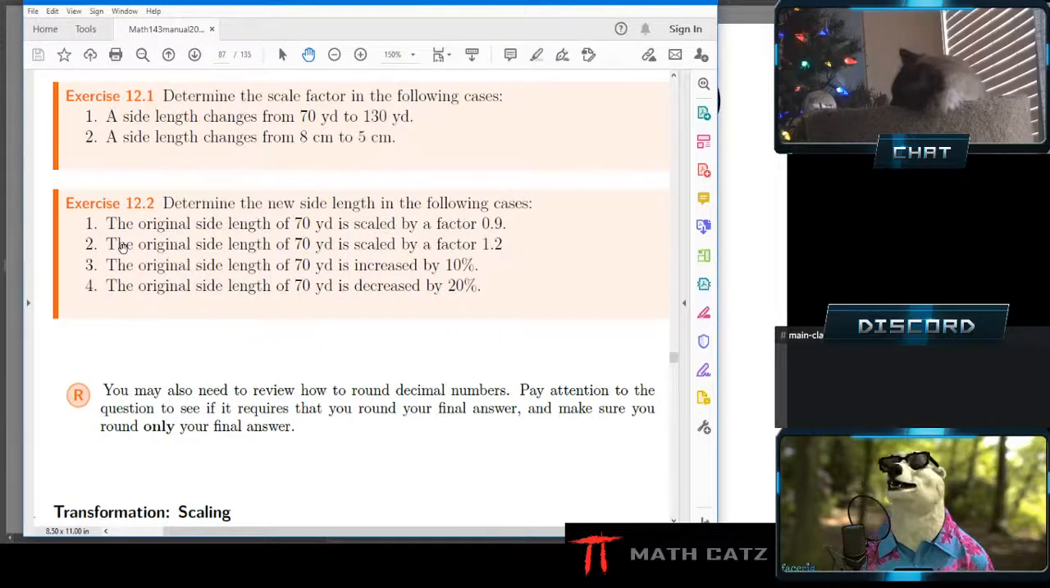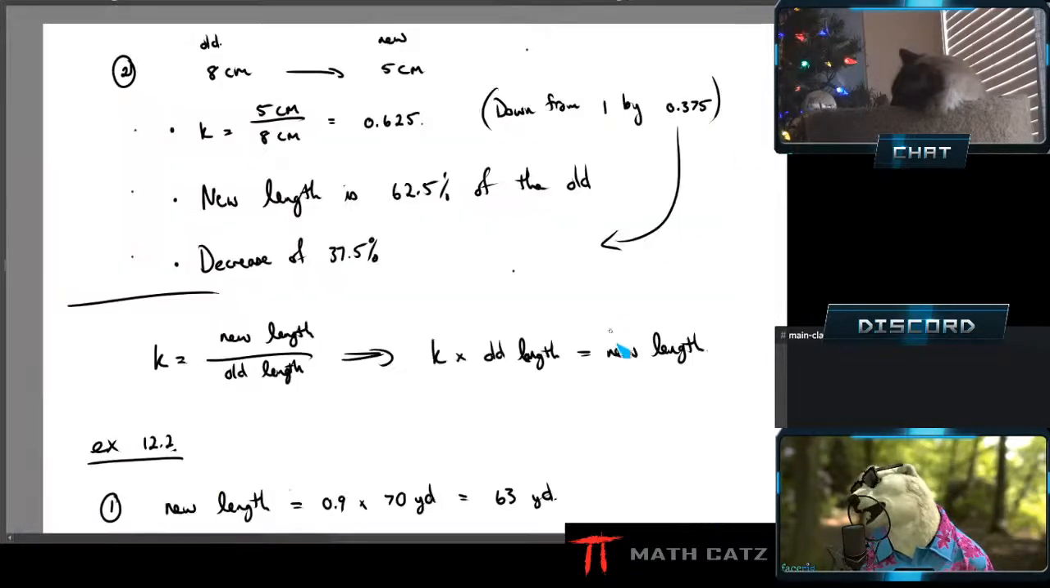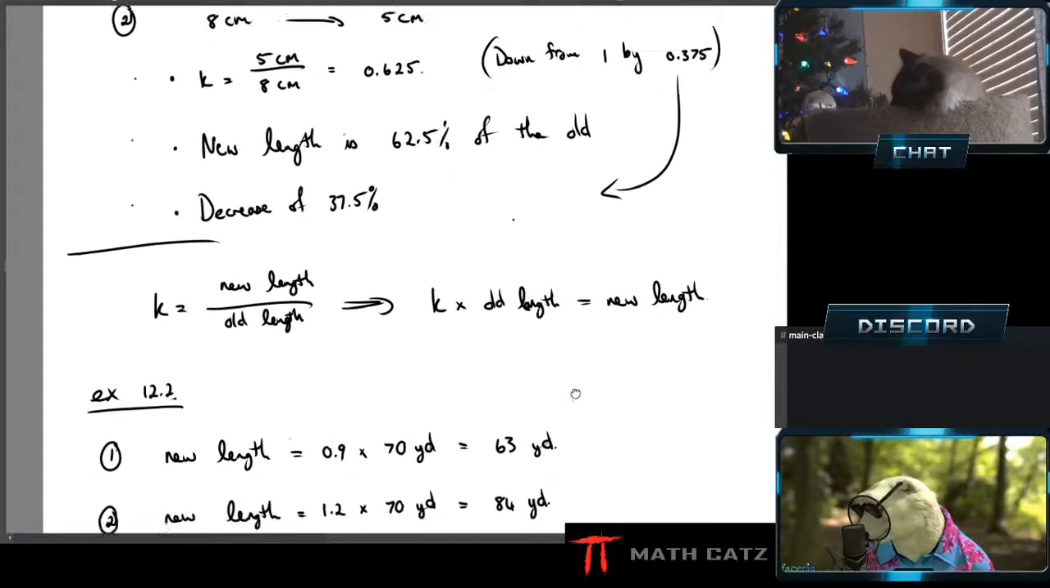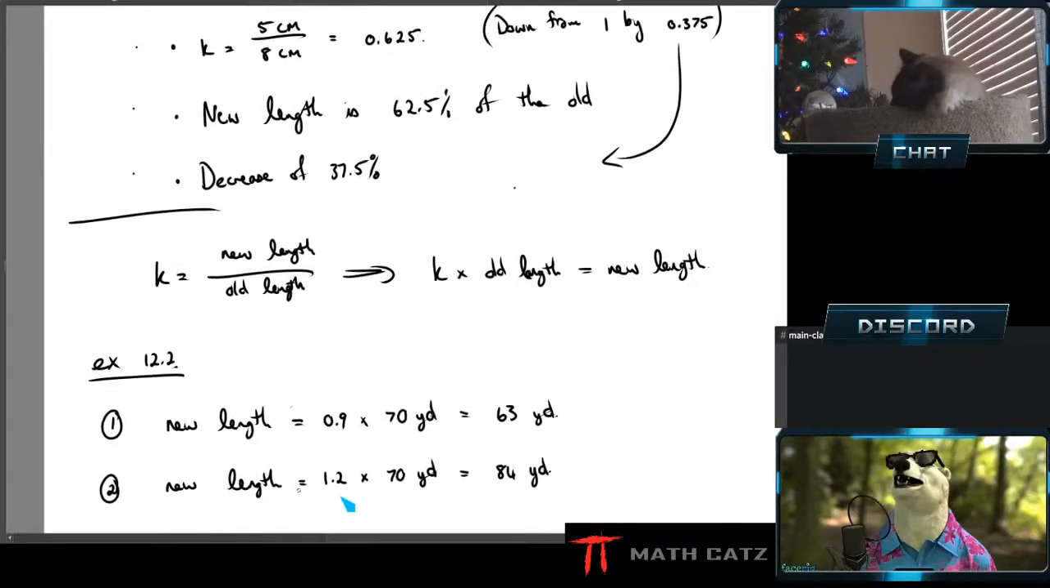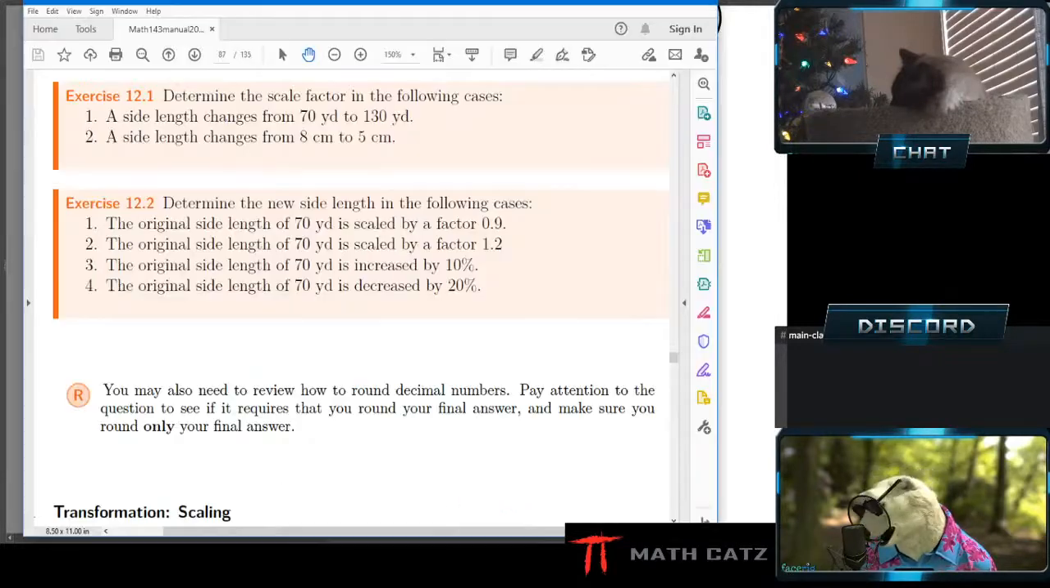Second one is very similar. The original side length of 70 yards is scaled by a factor of 1.2. There's very little thinking involved. I simply apply the scale factor to the original, and in this case I get 84, because 12 times 7 is 84. So all good so far.